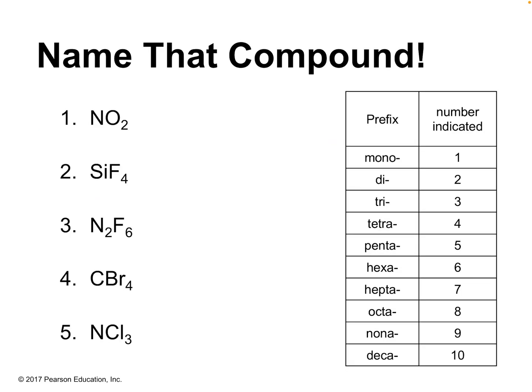Okay, now we're going to do the opposite. We're going to take our formula and we are going to name it. But again, we're going to use those prefixes, so it's not too tricky. You just need to know the prefixes. So again, we're not going to use mono with the first one, so we're just going to write nitrogen. And then there are 2 oxygens. So that is dioxide.